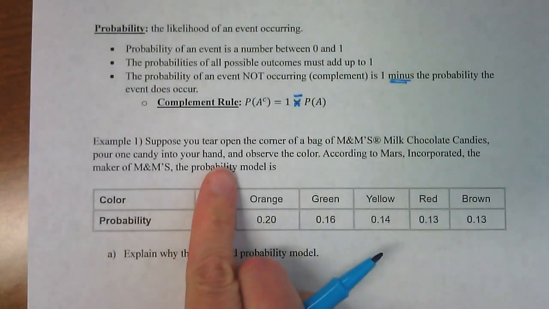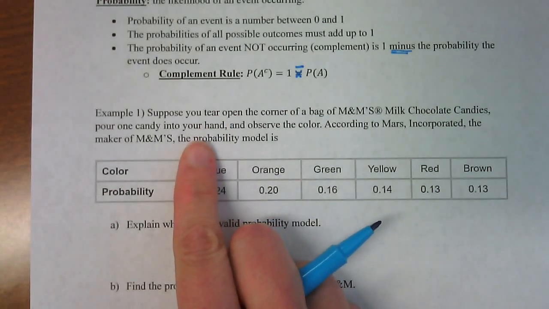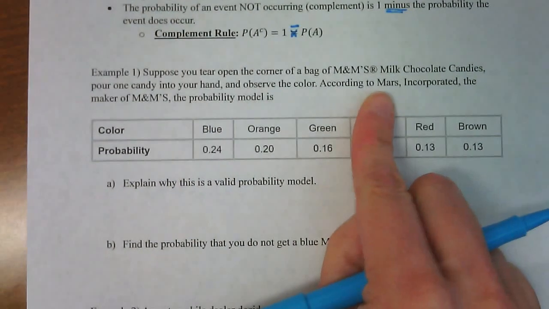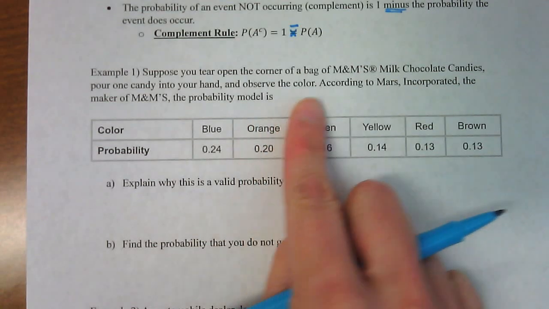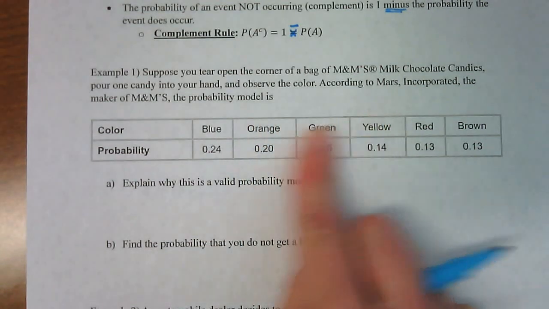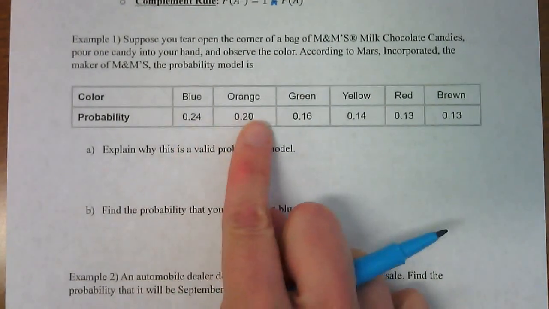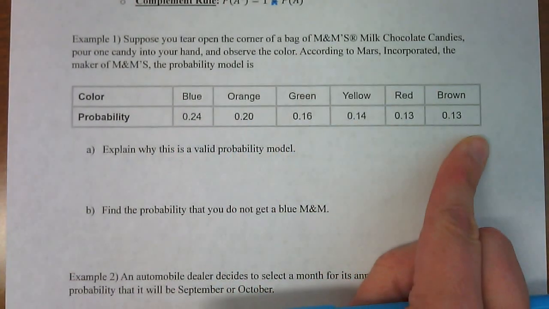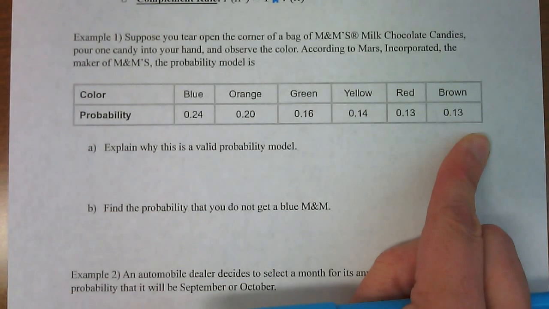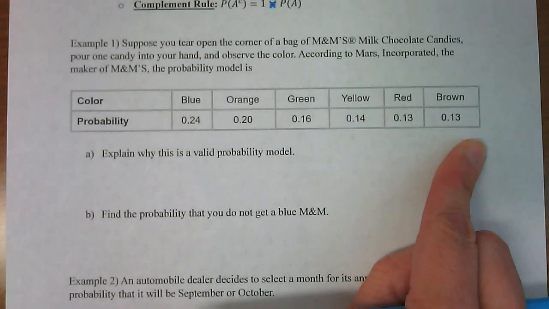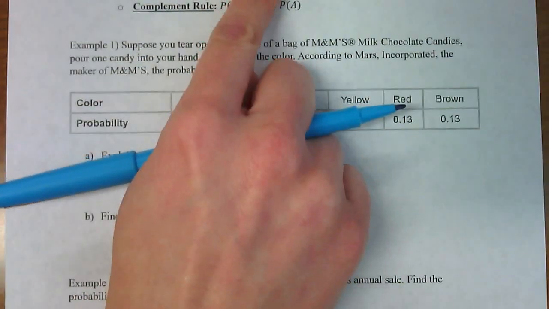So it says, suppose you tear open the corner of a bag of M&Ms and pour the candy into your hand and observe the color. According to Mars Incorporated, the maker of M&Ms, the probability model is, and we have these different probabilities for the different colors. Explain why this is a valid probability model. So according to this, all the probabilities have to add up to 1.